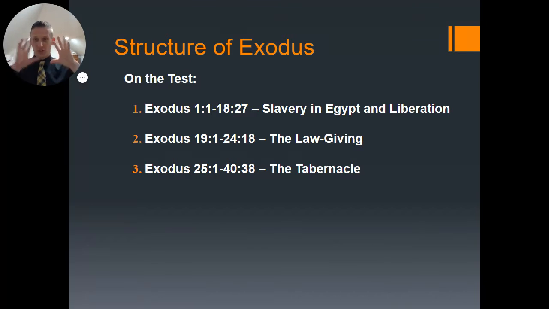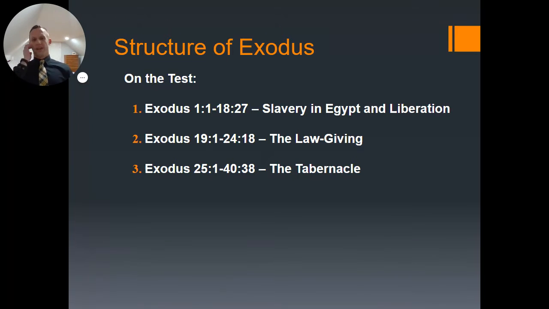So Exodus is going to be structured really simply here, just three things. Exodus 1 to 18 is about the slavery in Egypt and liberation. So it's the story of Israel being freed from its slavery. The central story of the Old Testament is slaves being freed. Okay? Keep that in mind. And from there, Exodus 19 through 24 is God giving the law. Israel is now going to be an independent people, an independent nation. They need to know how to live.